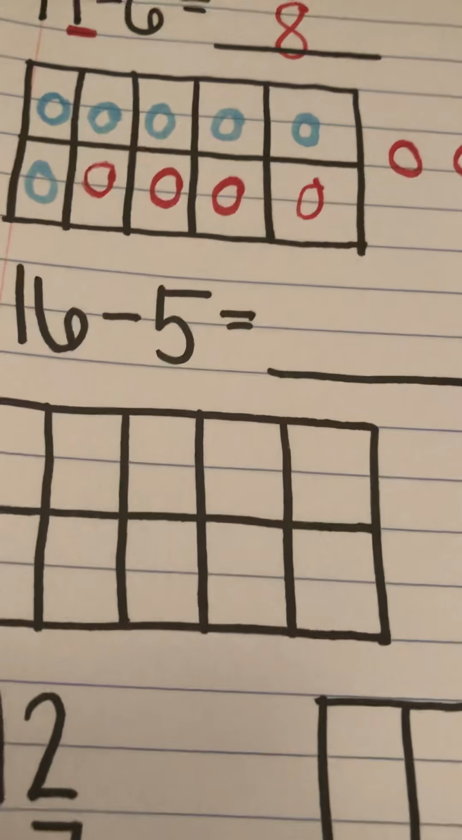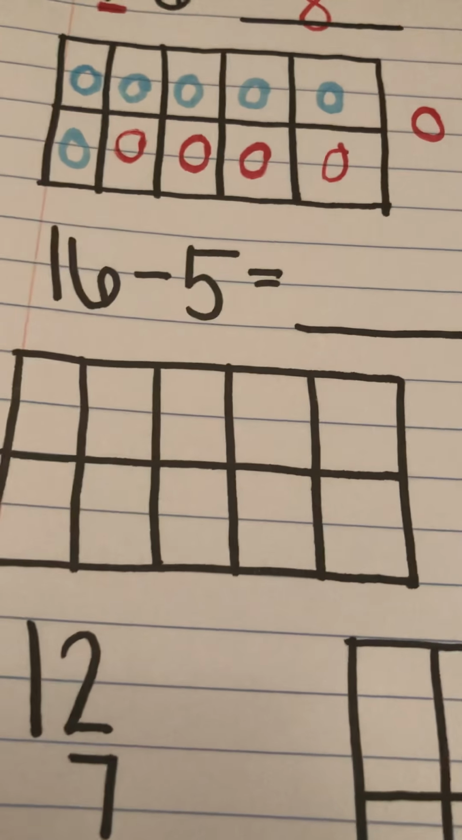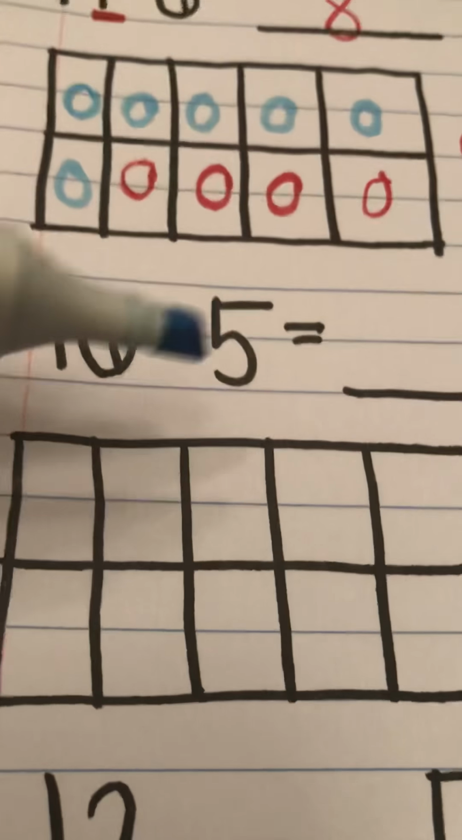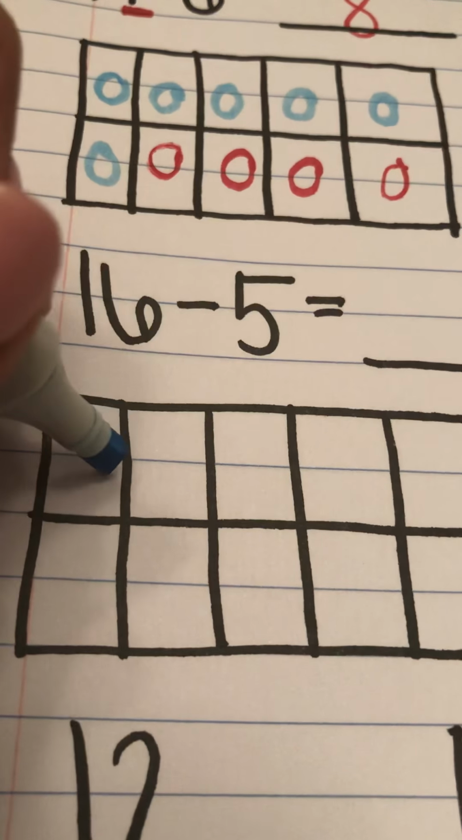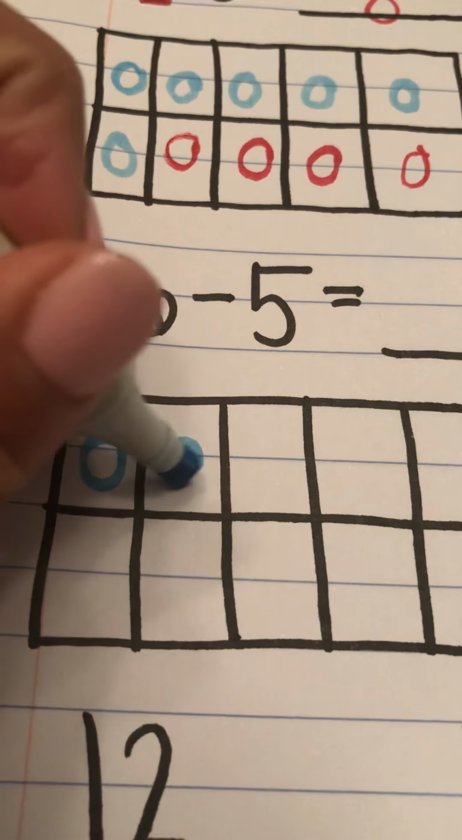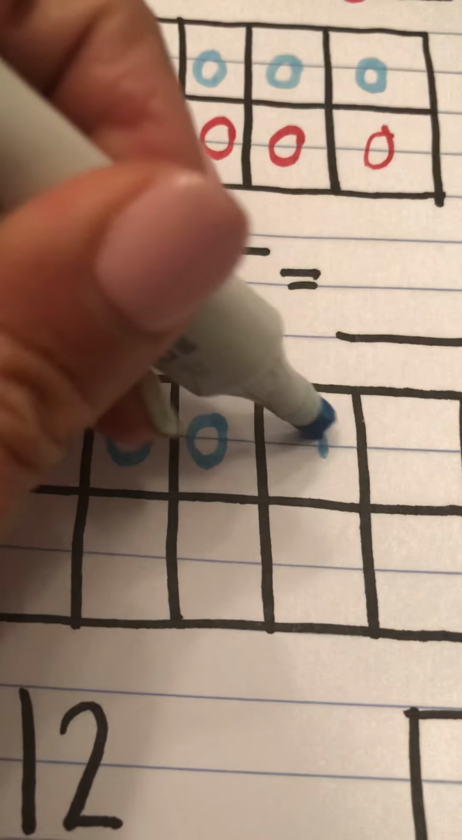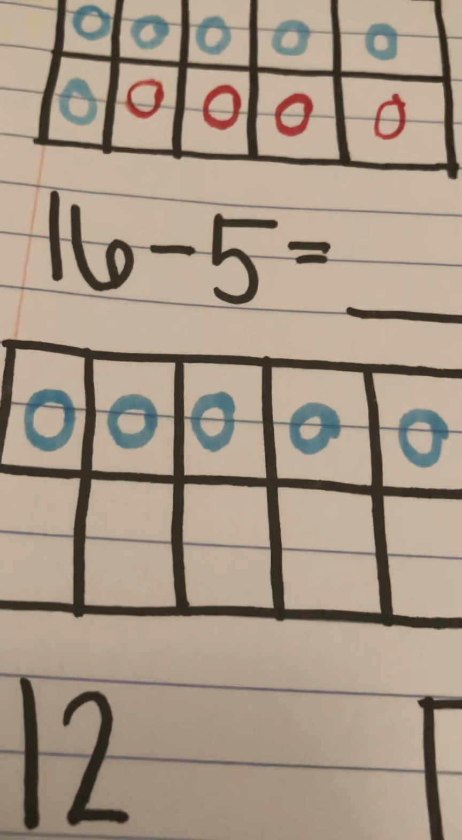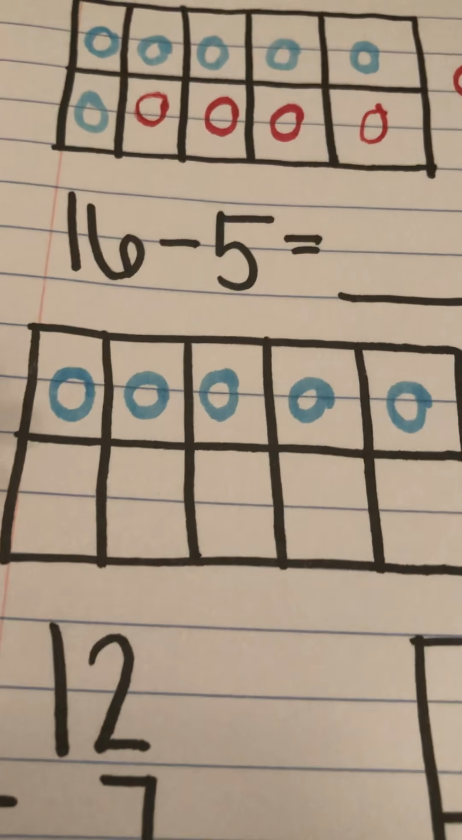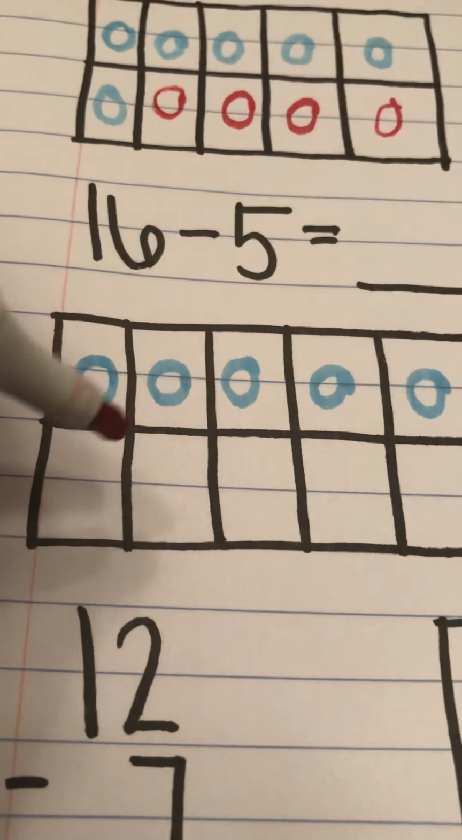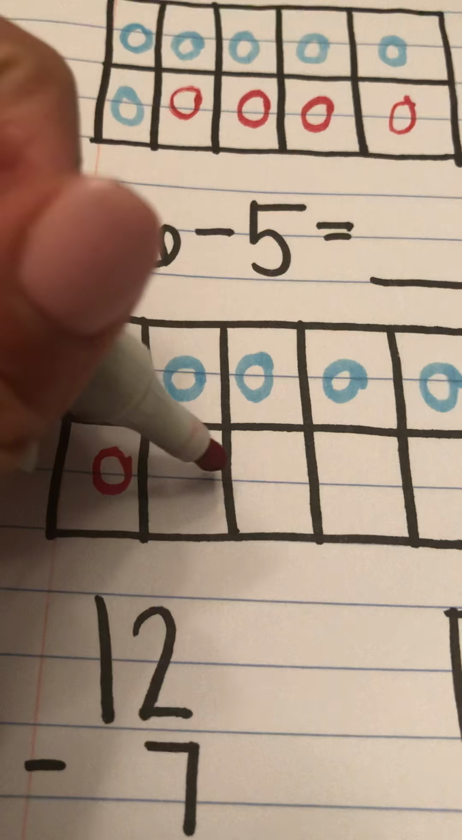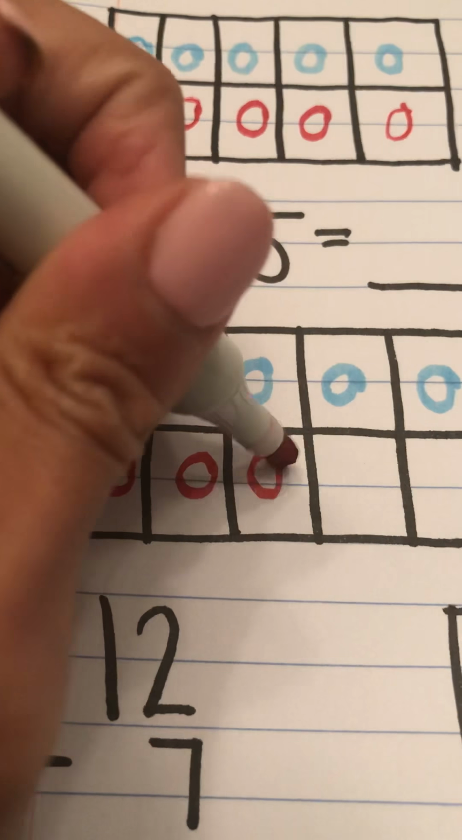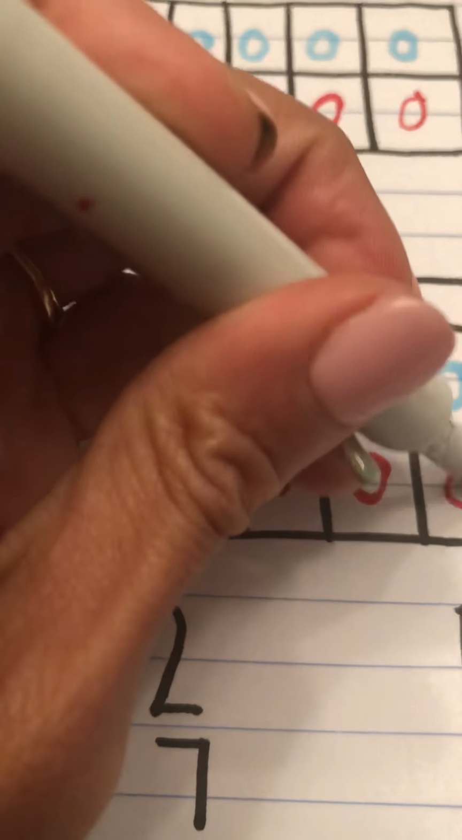Let's try another one. 16 minus 5. So again, we're going to start by drawing 5 dots. 1, 2, 3, 4, 5. Then again, with a different colored marker, we're going to want to fill in the rest of the 10 frame so that way it becomes less abstract for them. 1, 2, 3, 4, 5.